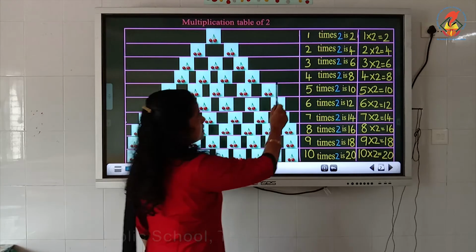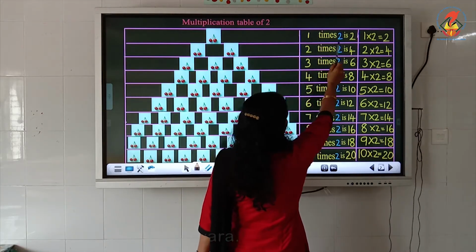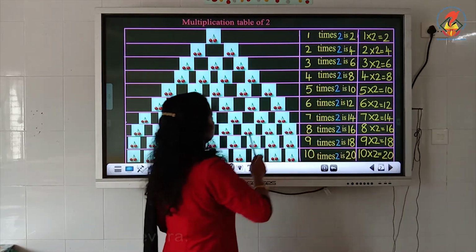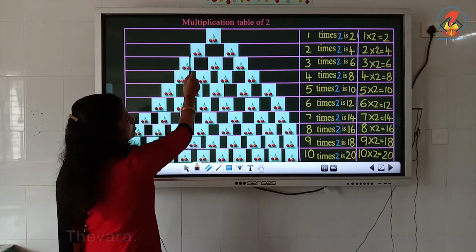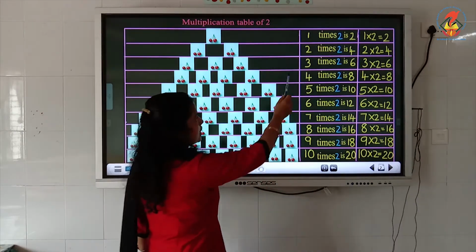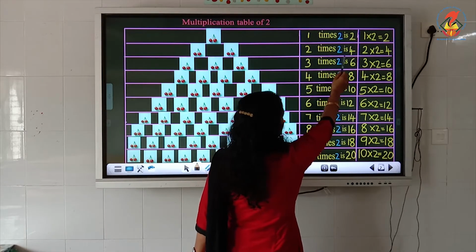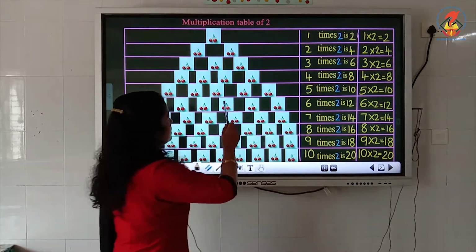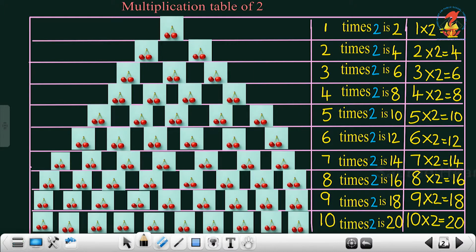So how will we write? 1 times 2 is 2. In the second box you can see 2 groups of 2 cherries each. So you will write 2 times 2 is 4. And next, 3 groups of 2 cherries each. So you will write 3 times 2 is 6.